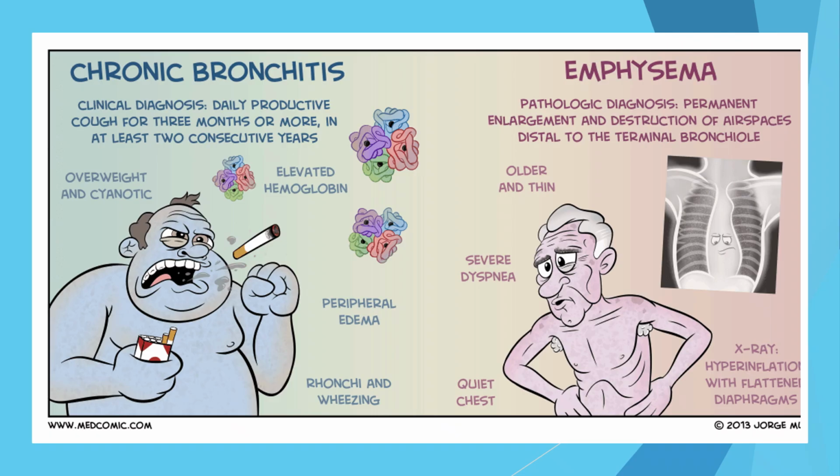Here I have a picture of chronic bronchitis versus emphysema. So what are our patients going to look like? Our chronic bronchitis patients are going to look overweight, cyanotic. That's our blue bloater, as we have here on the left. Then we have elevated hemoglobin with these patients. They might have peripheral edema, so swelling in the extremities. And you're going to hear rhonchi and wheezing with these patients.